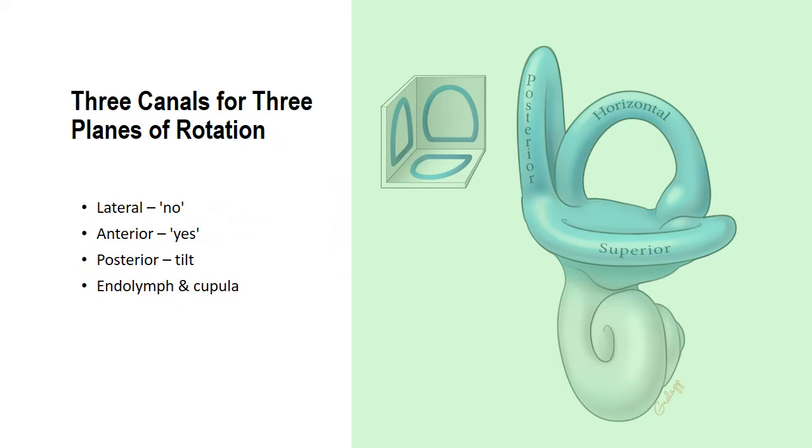The semicircular canals, the angular accelerometers. There are three canals: lateral or horizontal, anterior or superior, and posterior, each oriented in a different plane of space. They detect rotation, for example, shaking your head no or tilting it ear to shoulder. Inside each canal is fluid called endolymph. When you turn your head, the canal moves, but the fluid lags behind due to inertia. This pushes against a flap called the cupula, bending hair cells.